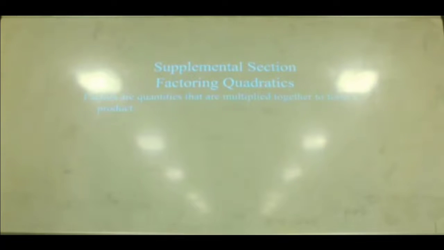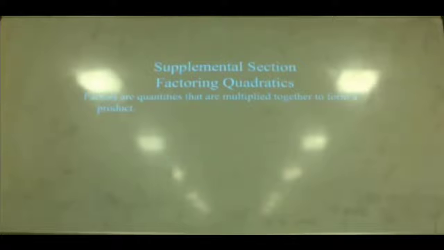Factors are things that are multiplied together to get a product. So like we talk about factors of 6. And 2 is a factor of 6 because 2 times 3 equals 6. So 2 and 3 are both factors of 6. Just like 1 and 6 are factors of 6 because 1 times 6 equals 6. So factors are just things that multiply together to equal some number or some value.